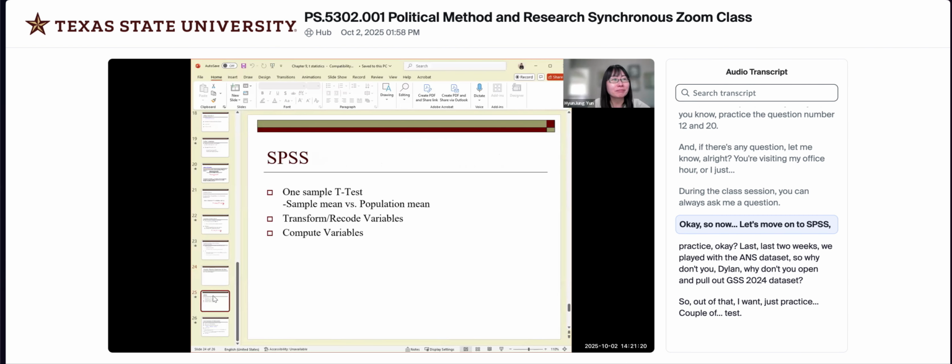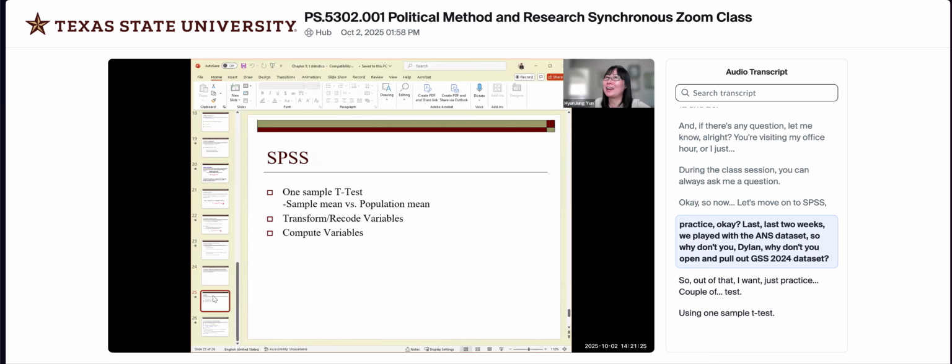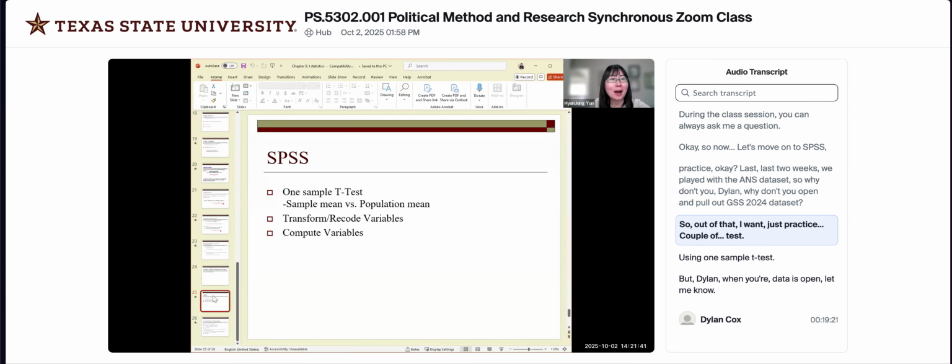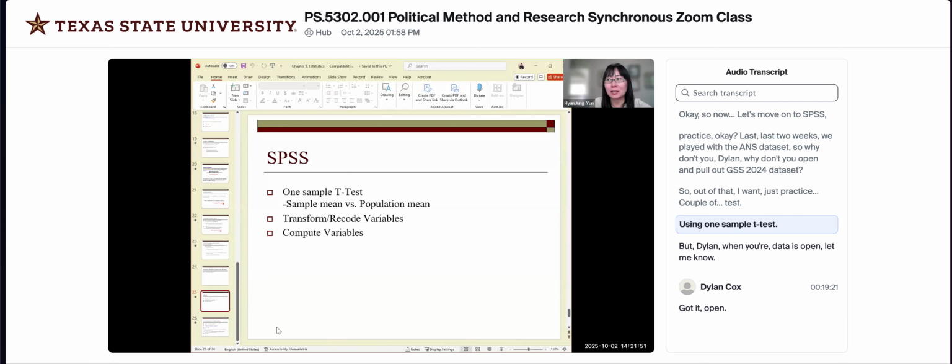Okay, so now let's move on to SPSS practice. Last 2 weeks we played with the ANES data set. So Dylan, why don't you open and pull out the GSS 2024 data set? Out of that, I want to practice a couple of tests using one sample t-test.